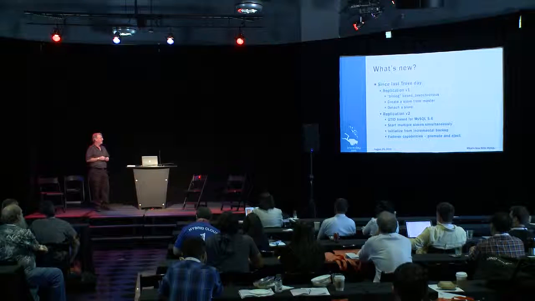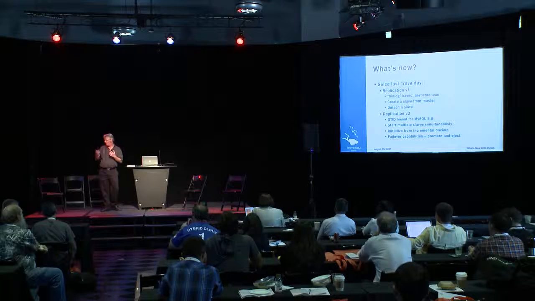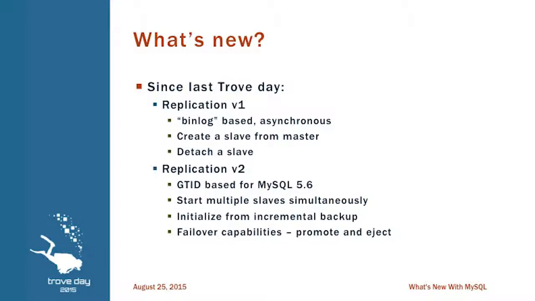We looked at that and decided to evolve that feature. And we came up with Replication V2, which uses the global transaction ID mechanism that's in MySQL 5.6. That provides some of these other features I'll talk about in a second. We also provided the ability to start multiple slaves simultaneously. So in one command, you can have n replicas come up. We also recognized the need to be able to start a slave from an incremental backup, because if every time a slave starts, it has to do a full backup, that can be annoying. So if there's a full backup available, it'll automatically provision the slaves off of an incremental.